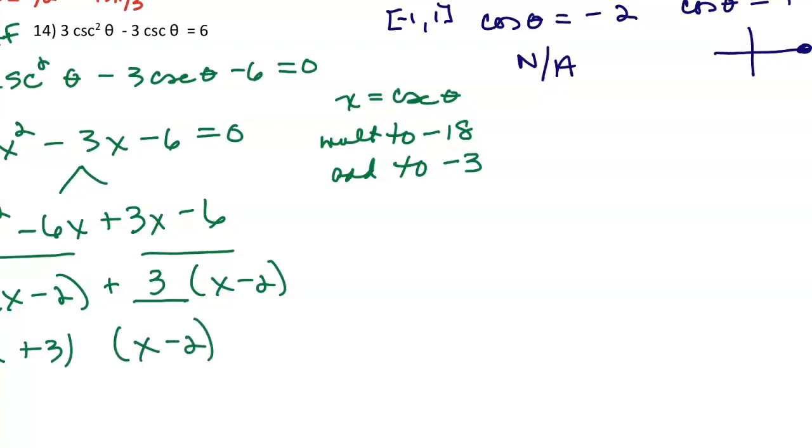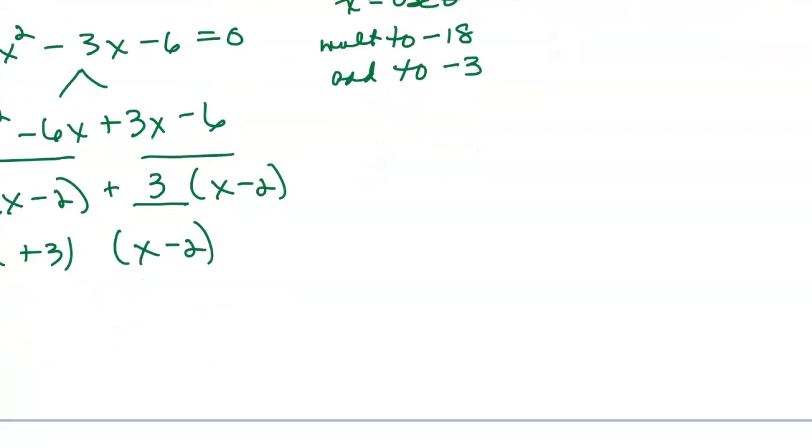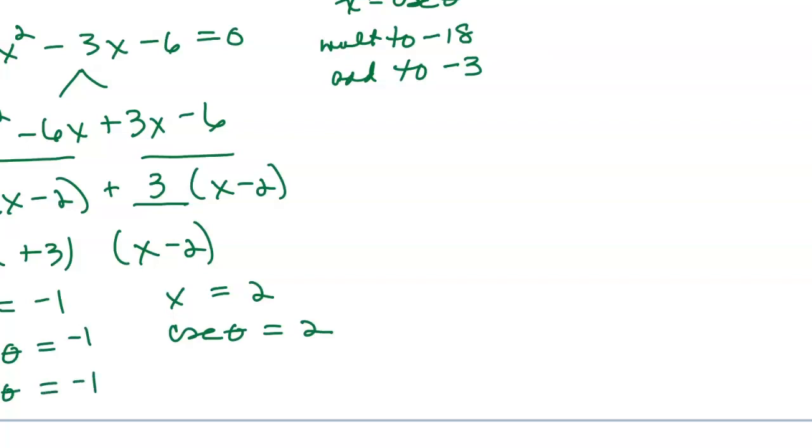Just make sure that they FOIL correctly because everything you do going forward is based on the correct factors. So this is going to get me x equals negative 1. Also do that step carefully. X equals 2. Now, I don't really have x. I actually have cosecant theta equals negative 1. And this is cosecant theta equals 2. Cosecant is the reciprocal of sine. So sine theta still equals negative 1. And this is going to be sine theta equals 1/2.